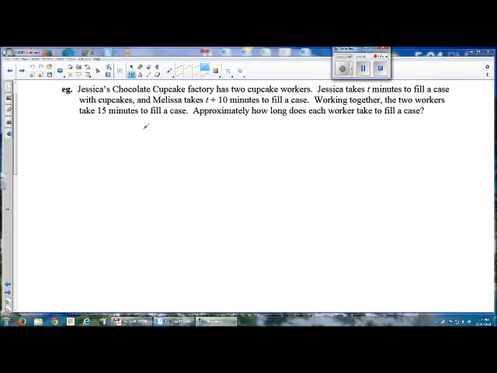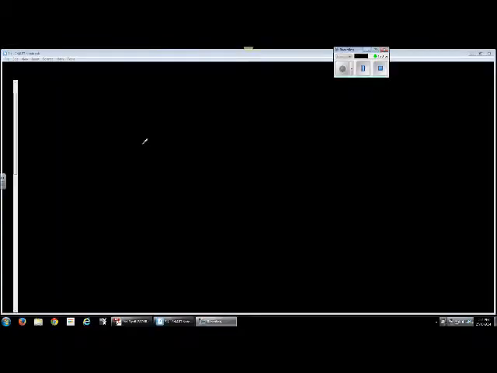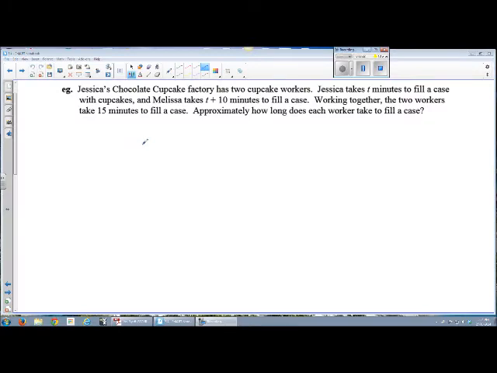Okay, so we'll take a look at this last example now. And we see that Jessica's chocolate cupcake factory has 2 workers. Jessica takes T minutes to fill a case, and Melissa takes T plus 10 minutes to fill a case. And working together, the 2 of them can fill a case in 15 minutes. So we want to find out how long each worker takes to fill the case.